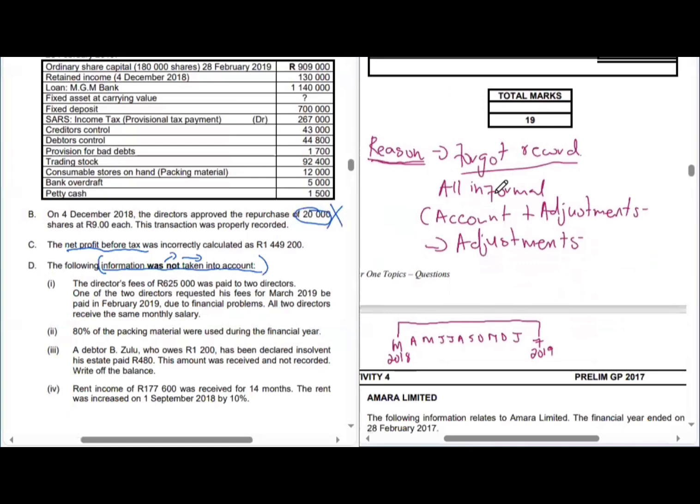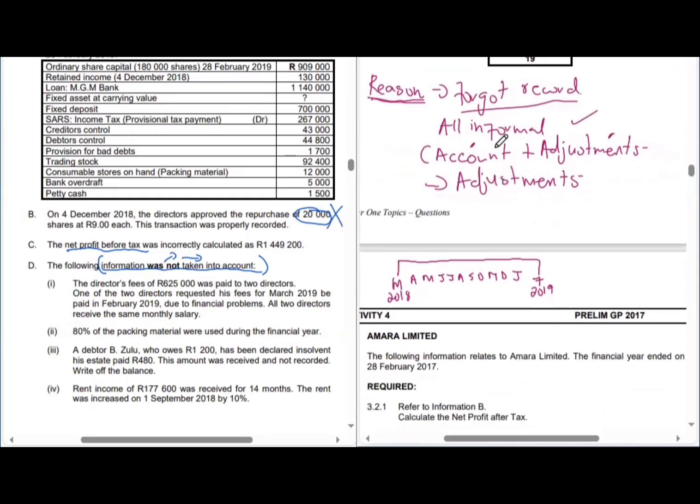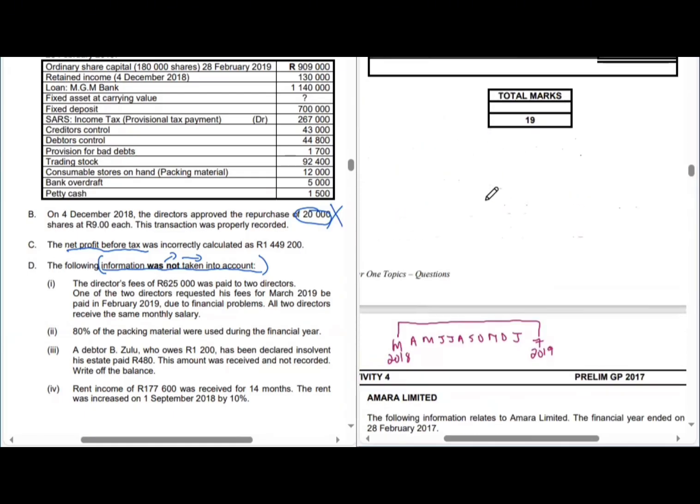What we are going to deal with now, we know that all the information was forgotten, which is the account as well as the adjustments for all the relevant information. And then now I want to show you something. So guys, let's get to the point.